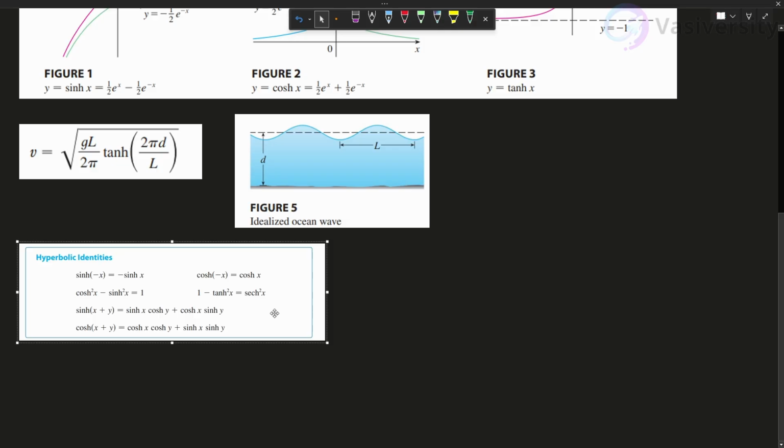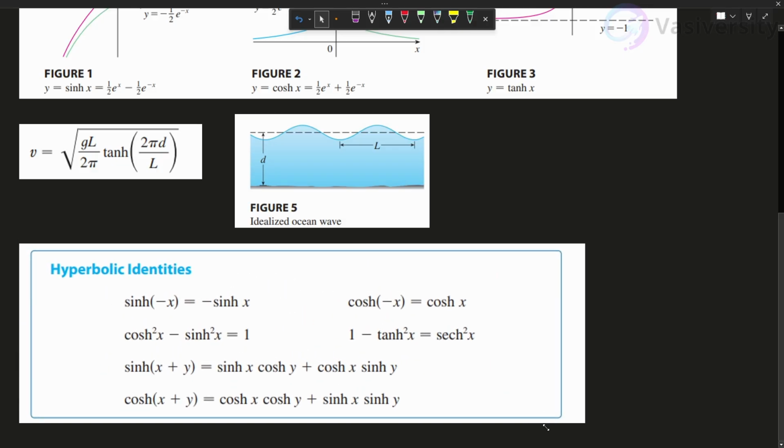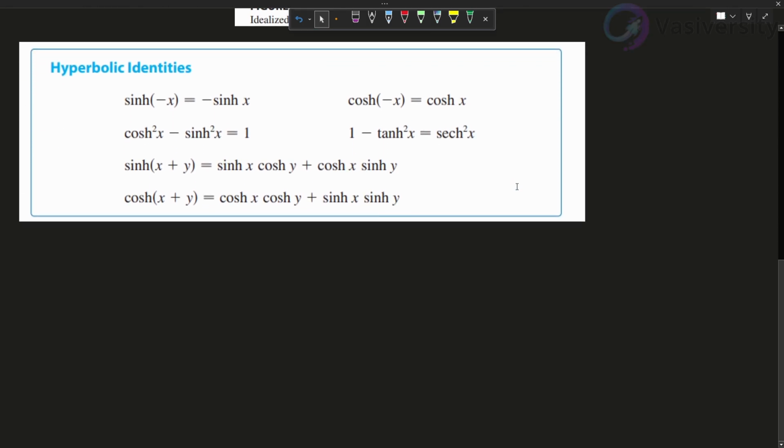Okay, so here it is. We have hyperbolic identities, and that's going to be essentially hyperbolic sine, which is an odd function, and cosh is going to be an even function. Then similarly, as we had for the trigonometric functions, we can do similar identities. So hyperbolic cosine squared minus hyperbolic sine squared is equal to 1, right?